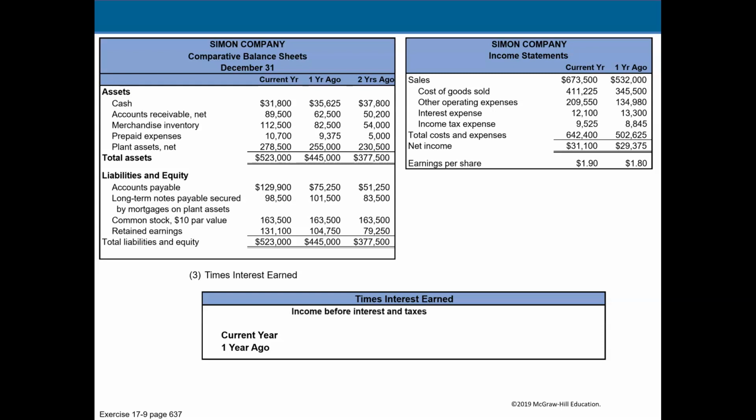Okay, then the last one here is times interest earned. Income before interest and taxes is $52,725, and you divide it by the interest expense of $12,100. And you get 4.4 times, and then you do it from 1 year ago, and it's 3.9 times. So the times interest earned is increasing.